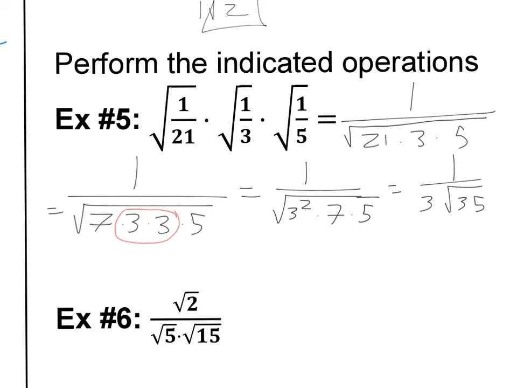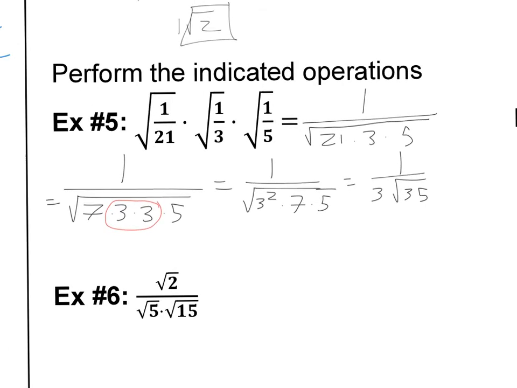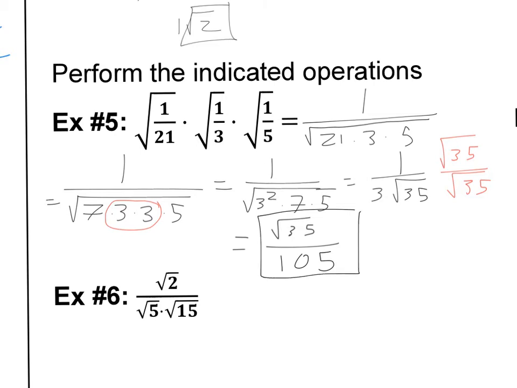Now, once again, we got a square root on the bottom. We don't want a square root on the bottom, so we're going to rationalize it. And we get a square root 35 on top. And the square root of 35 times 35 is just 35. And 35 times 3 is 115. No, that's not true. It's 105. I'm sorry, 105. So there we go. We've simplified this out to one simple answer.